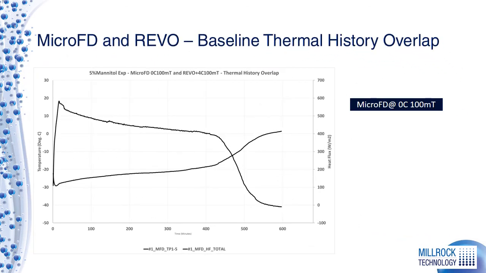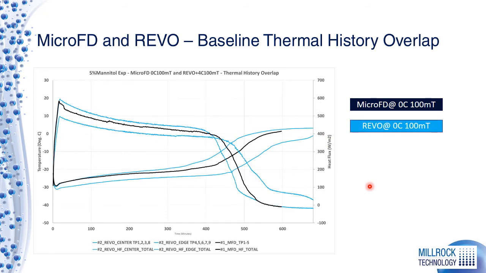Now let's take a look at the primary drying portion of the thermal history. And we're going to compare the MicroFreeze dryer product temperature average and heat flow versus the Revo at 0 degrees C. In the Revo, we have two lines here. If we look at the heat flow for center vials and the heat flow for edge vials, we can see it straddles the heat flow for the MicroFreeze dryer. And temperature-wise, we have the temperature of the MicroFreeze dryer, which is simulating center vials, versus the center vial in the Revo at the same shelf temperature.